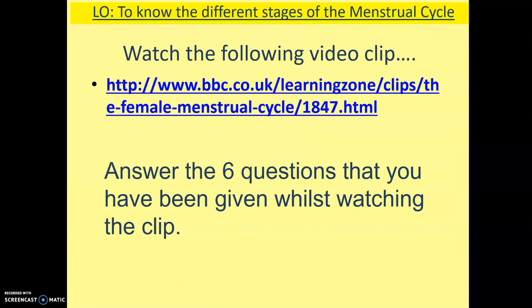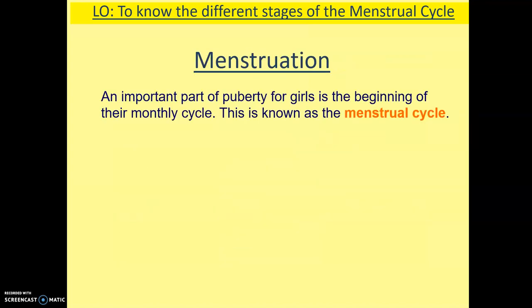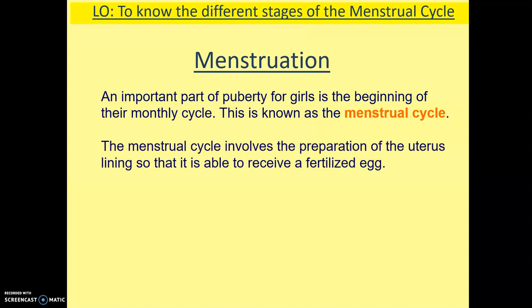Now, I would like you to watch this video in your own time, all right? But we're going to now do a couple of things there, okay? We're going to talk about the different stages of the menstrual cycle. But before we begin that, I'm just going to talk to you a little bit about menstruation in detail. Now, like we said, an important part of puberty is the beginning of the monthly cycle, which is known as the menstrual cycle for women, okay?